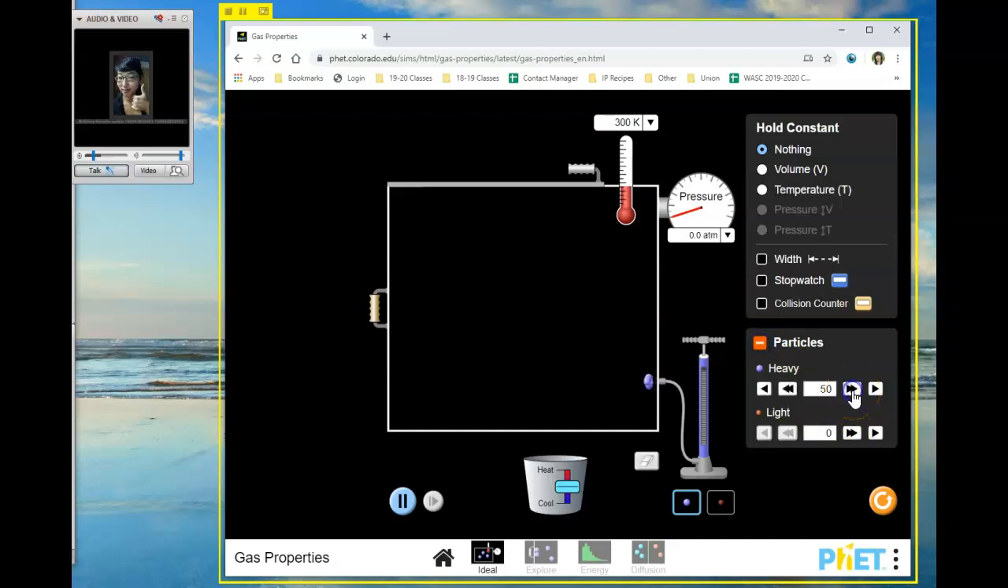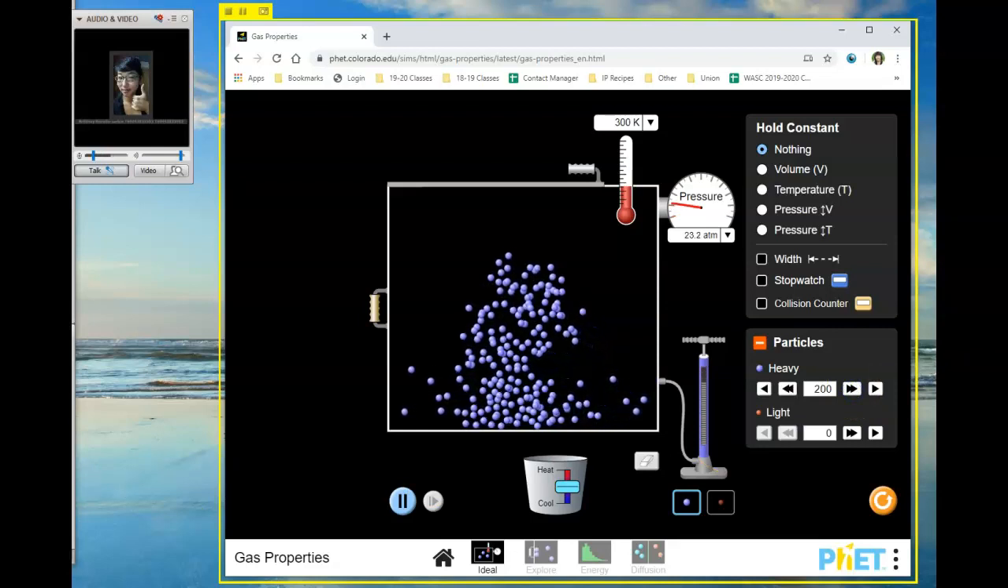And then you're going to go ahead and add 200 heavy particles. And you'll see those begin to float around.